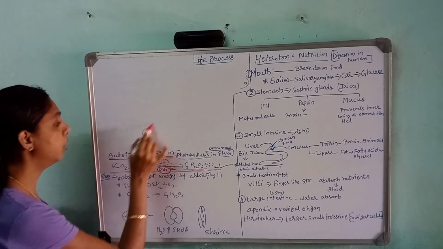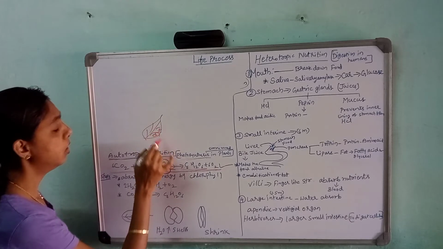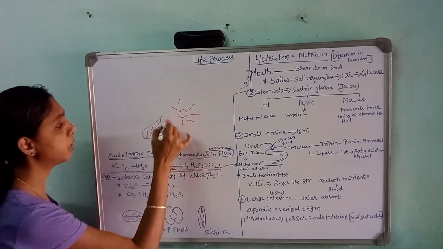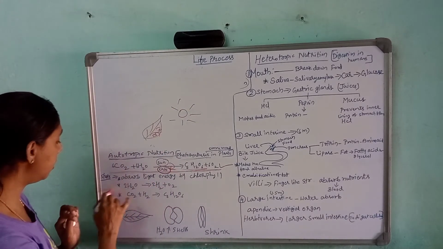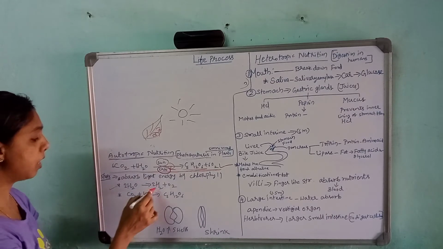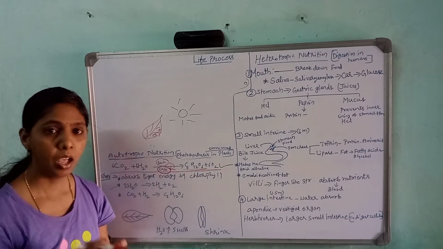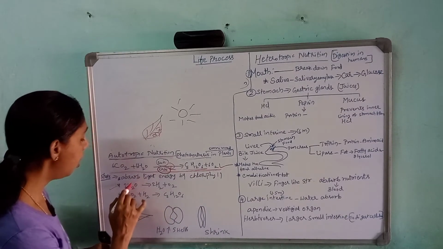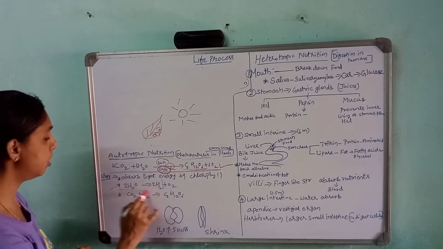Sunlight is there, and in the leaf chlorophyll is there. This chlorophyll absorbs sunlight. This is the first step. Coming to the second step, water is going to break into hydrogen and oxygen. Chlorophyll breaks the water. In the second step, the breaking down of water into hydrogen and oxygen takes place.